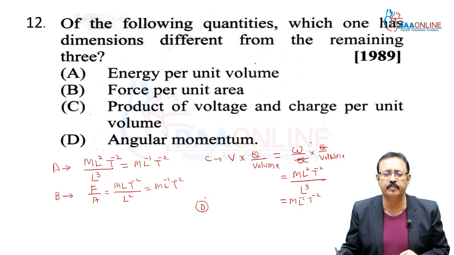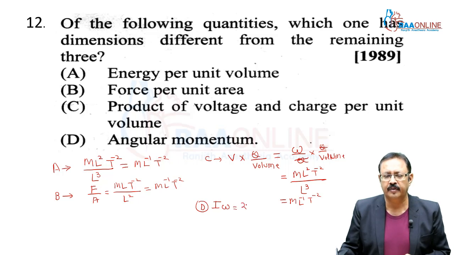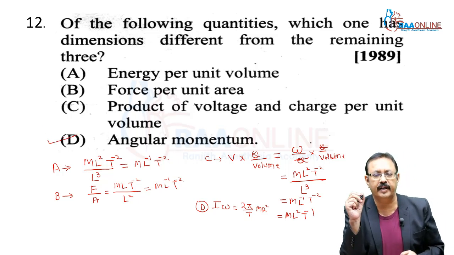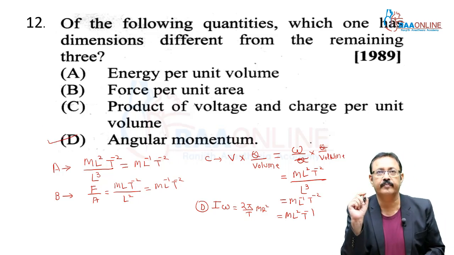Last is angular momentum, I omega. 2 pi by T for omega and mr square for I. So it is ML2 T minus 1, different. So we are going with D. D option is different from all three.